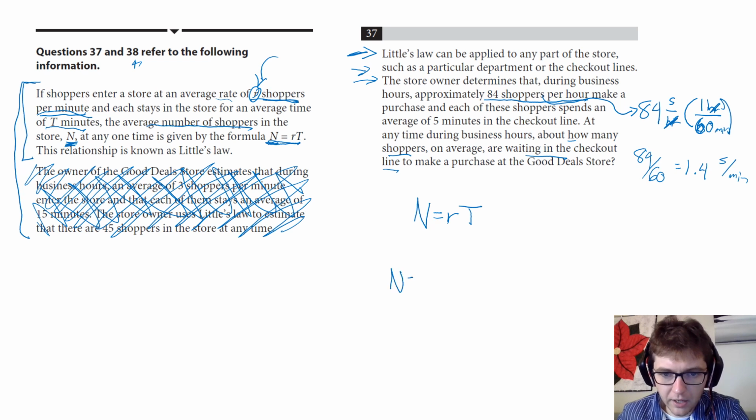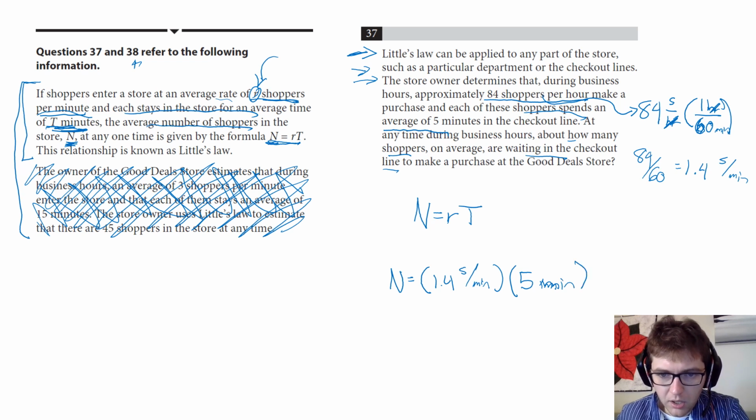So that is our value for R. Go ahead and plug that in. So 1.4 shoppers per minute times this T. Each stays in the store for an average time of T minutes. We said that the shopper spends an average of 5 minutes. So here we can put in 5 minutes.